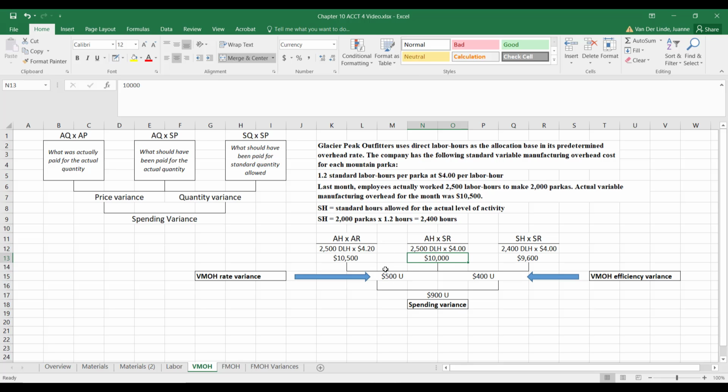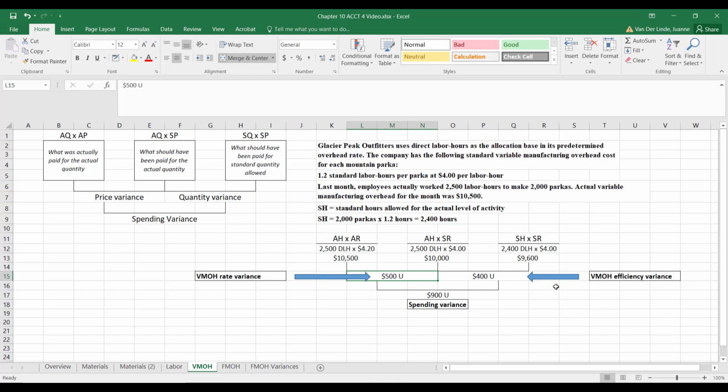So here there's a $500 difference. And what's the thing that's differentiating these two numbers? It's not the AH, because we're using the same actual hours. We're using different rates, right? We're comparing the actual rate to what the standard rate is. So there's a 20-cent unfavorable rate variance here per direct labor hour, and that comes out to a total unfavorable rate variance here of $500 because we ended up spending a little bit more on variable overhead than we should have spent given that level of direct labor hours that we actually used.